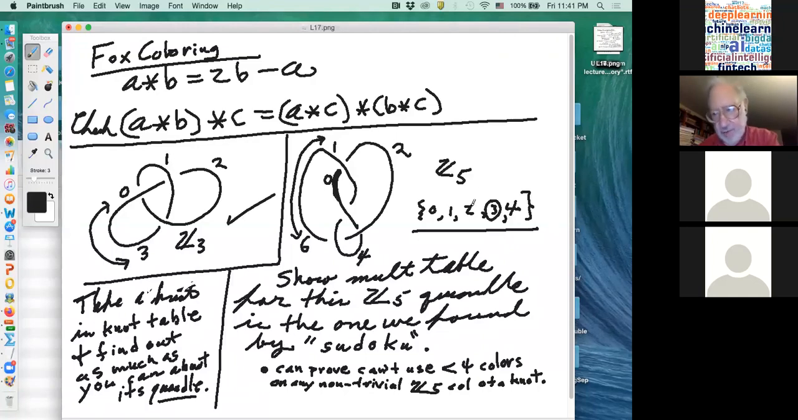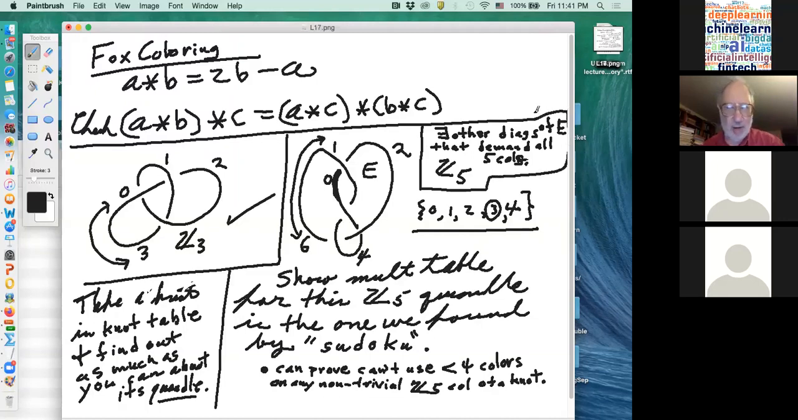That's not hard. You should try proving it. An easier thing is to show that there exist other diagrams that demand all 5 colors. By which I mean other diagrams of the figure 8 knot. You start with some knot which isn't using all the colors that are available. It's not at all hard to show that you can make other diagrams that will demand all of them. I leave it to you to think about that, because that's a nice little question, but you'll be able to do that. This one also, you can't use less than 4 colors. And then you see that we have an invariant.